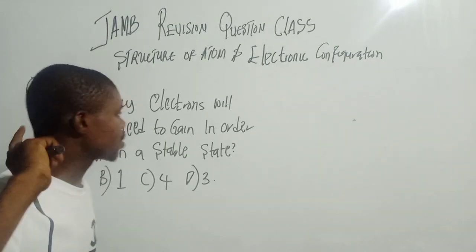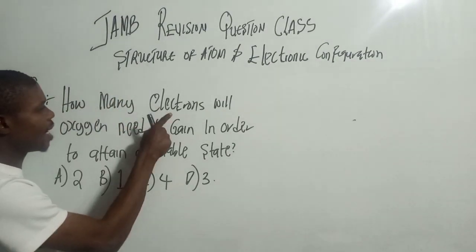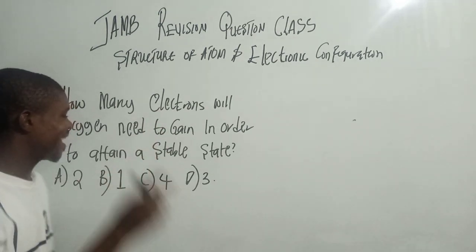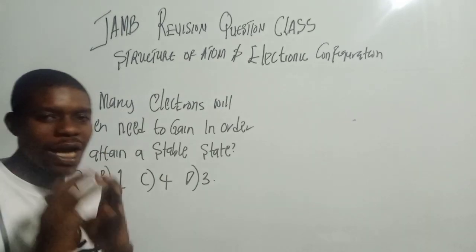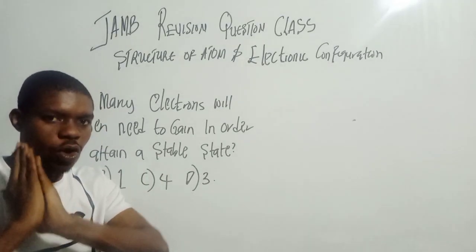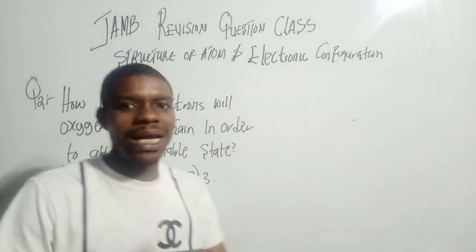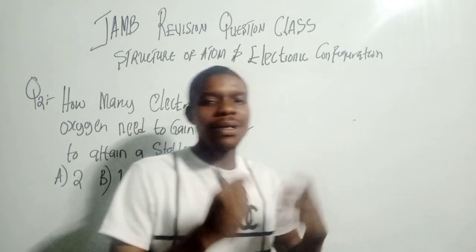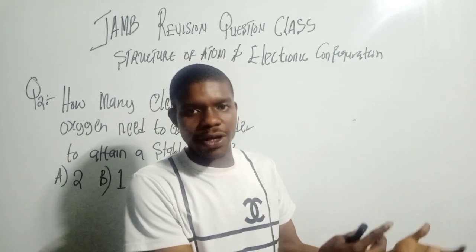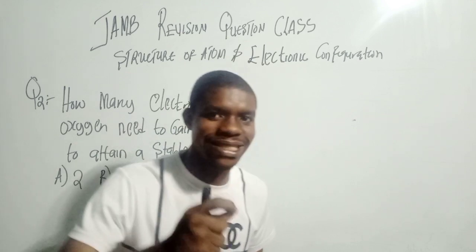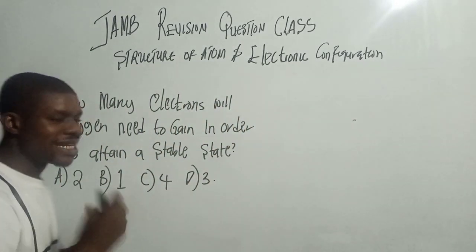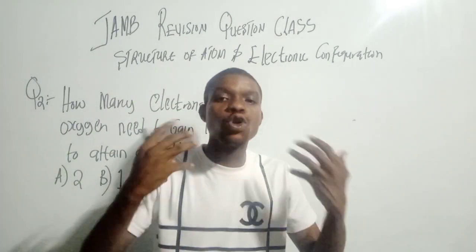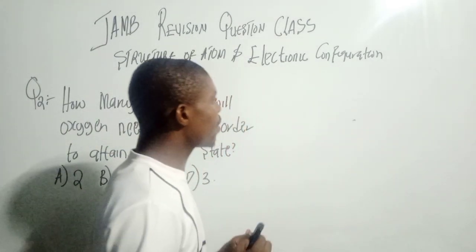Let's move over to the next question. How many electrons will oxygen need to gain in order to attain a stable state? They are talking about the combining power of oxygen. Now, the combining power of an element means the number of electrons it needs to give out or gain in order to obtain a stable configuration or stable state. Now, stable state means the noble gas state.